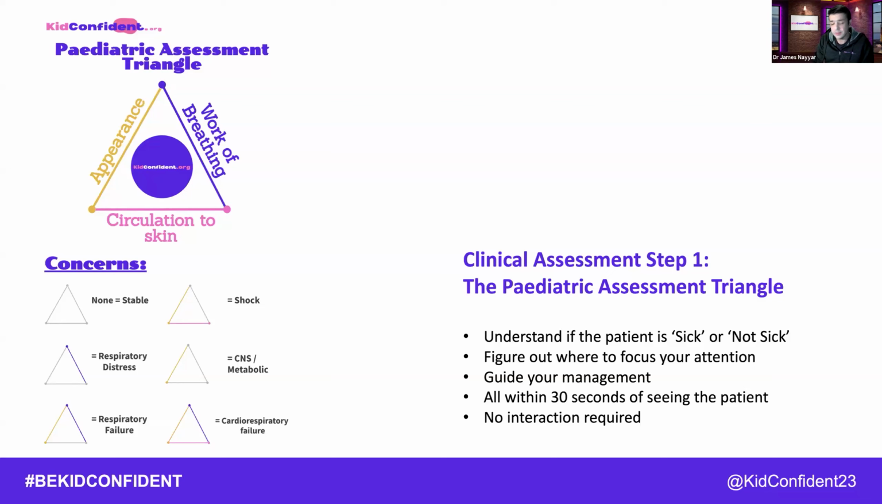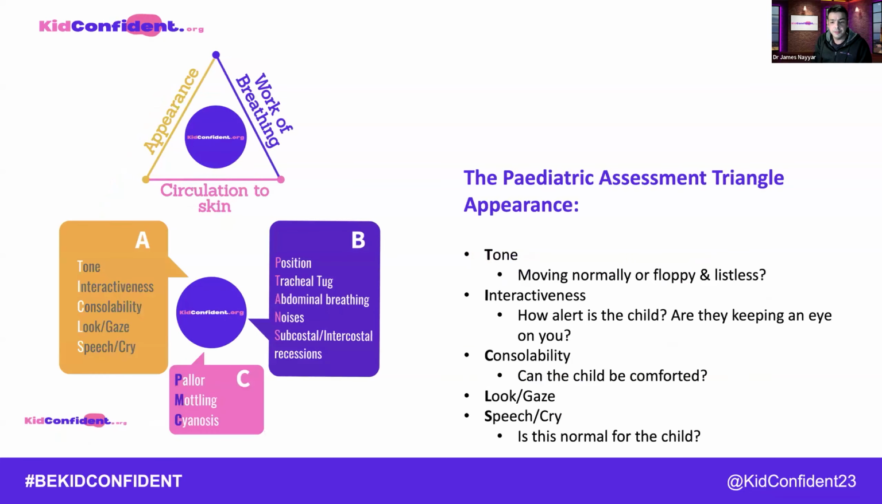Obviously, triangles are made up of 3 sides or components, and in this triangle, the 3 sides are appearance, breathing, and circulation. All you have to do is assess these 3 components in turn and decide if the child is sick or not sick in that area. And then by putting these 3 parts together, at the end, you get an overall impression of the child's sickness status and how it's affecting them. So let's have a little look a bit more at that. The first component is A for appearance, what the child looks like, obviously.